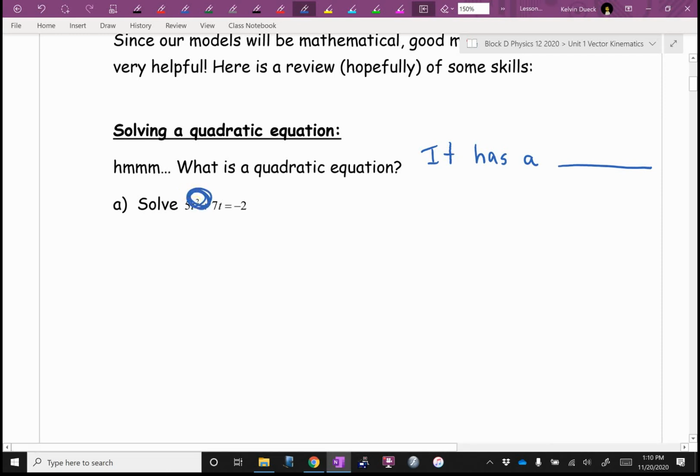More specific. It's got a squared. The variable has a squared. By the way, if it's got a cubed, we call it a cubic, not a quadratic, and there's a whole different method to solve that.